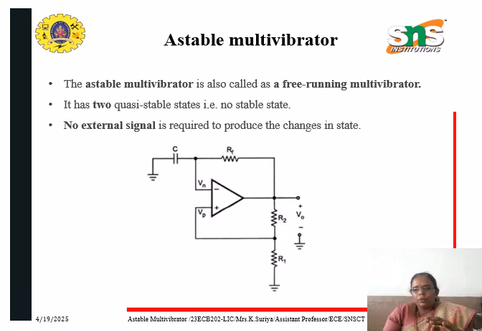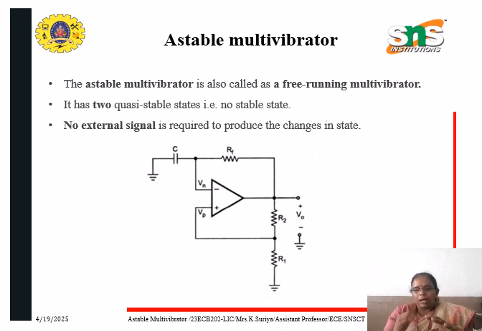Next we'll go into detail about astable multivibrator and its working. So it consists of two quasi-stable states. So the output will switch between these two states automatically. No external trigger pulse or signal is needed here. So it is known as free running multivibrator. So this is a circuit diagram of an astable multivibrator.